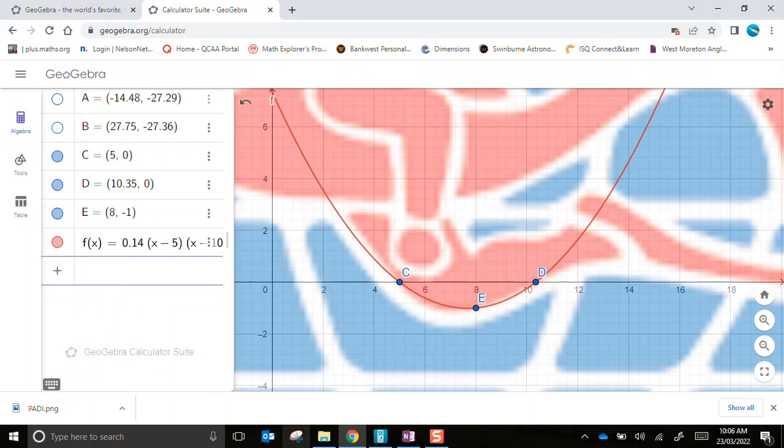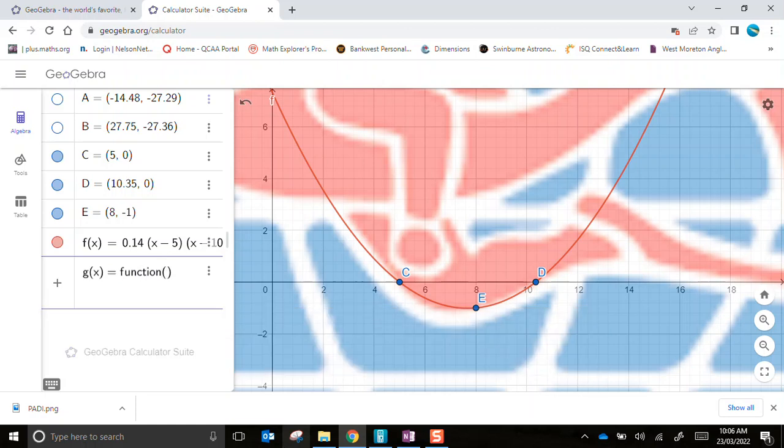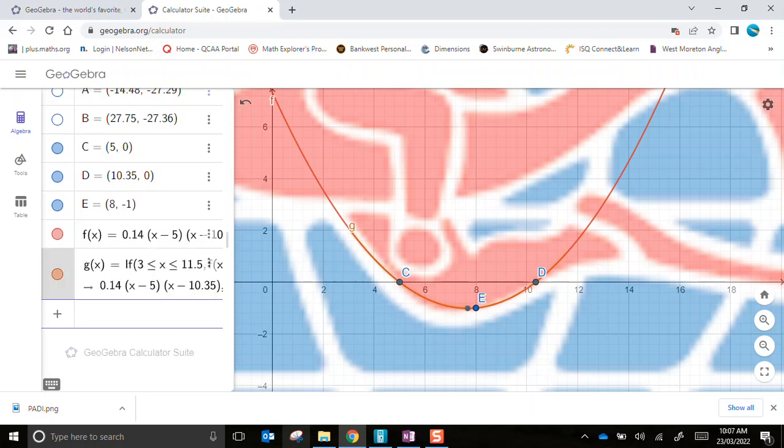Now, there is a way in GeoGebra. We have to use the command, I'll give it a different name, g of x, and we have to use the command function. Now, I will tell it to use function f. Start from the x value of 3, and I think I said I wanted to go to about 11.5. So I'll draw that in.